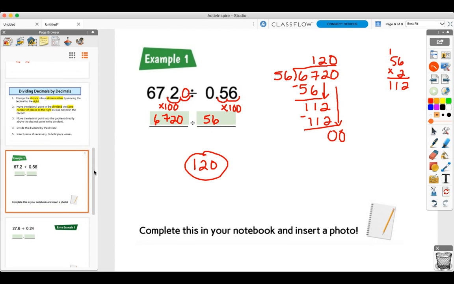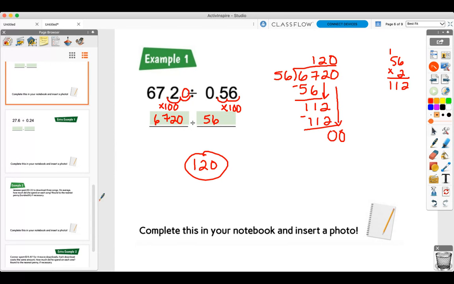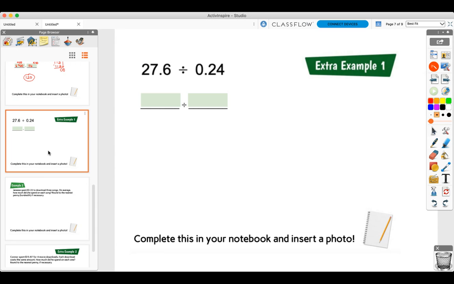Make sure you're completing this in your notebook. And if you're doing this on your own, make sure you complete the notebook and insert the photo in your slides. All right, next problem. Or maybe if you want to try it on your own, pause the video and see if you get the same answer as me.